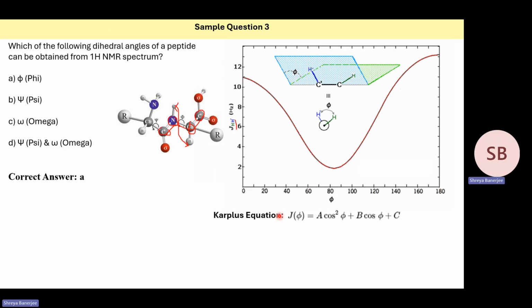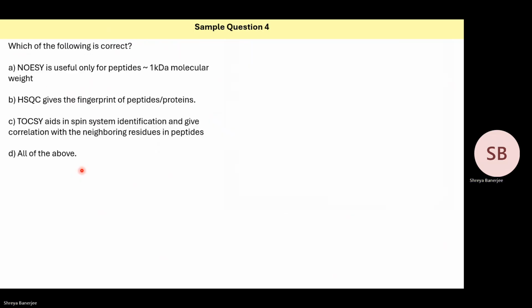So there is an equation called the Karplus equation that correlates the J value to the phi torsional angle. So the J value that you will get from 1H NMR will help you obtain the phi torsional angle, that is option A. So A is the correct answer.